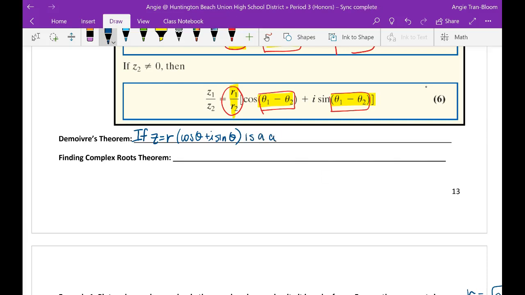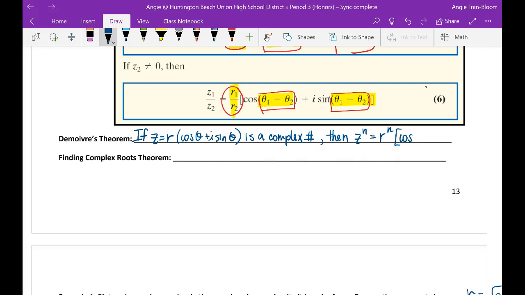Is a complex number in polar form. Okay, so same formula that we have seen. Then we know how to divide, we know how to multiply. But what if I now want to raise it to a power? So z to the n equals r to the n, right? There's no surprise there, because when you multiply, radius.